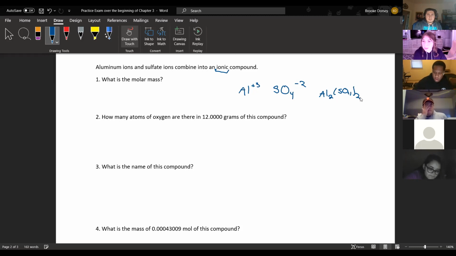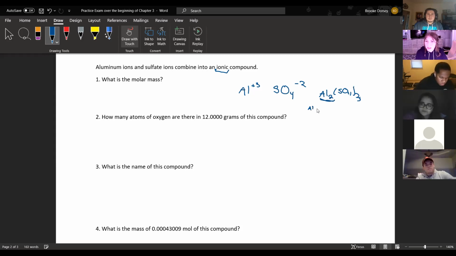And remember, you got to put that parentheses there to know that it's just the SO4 that's being multiplied by 3. Okay. So let's figure out the molar mass. Just like molar mass, we got to figure out how many atoms we got. How many atoms of aluminum do we got? We have 2. Yep. Cool. And then how many sulfur atoms do we have? 3. Awesome. And oxygen? 12.